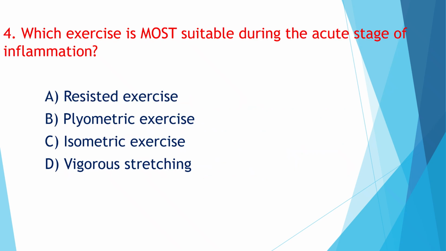Number 4. Which exercise is most suitable during the acute stage of inflammation? A. Resistance exercise. B. Plyometric exercise. C. Isometric exercise. D. Vigorous exercise. Think about it. So here the answer is option C, isometric exercise. During acute inflammation, joint movement should be minimized while maintaining the muscle activity safely.